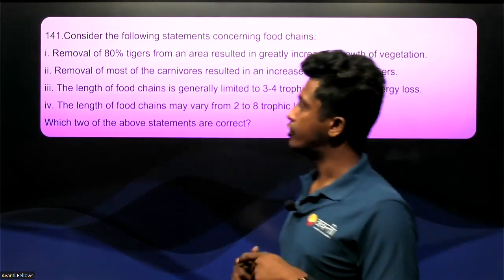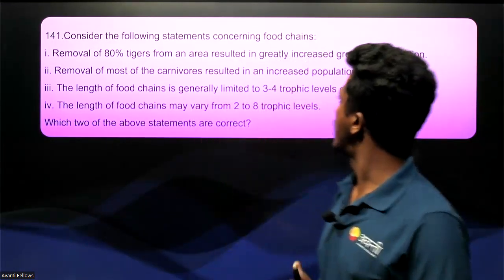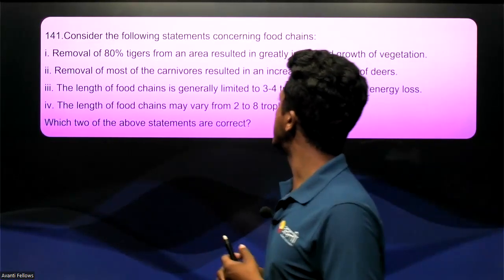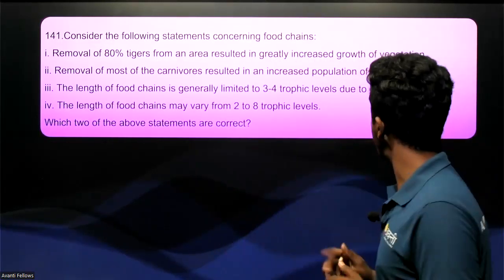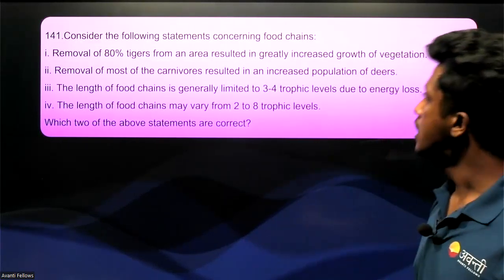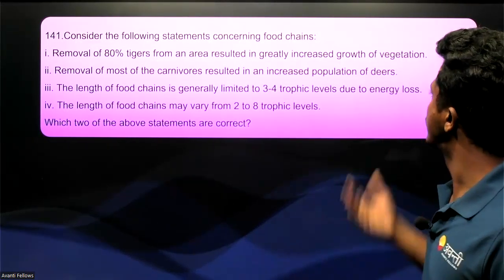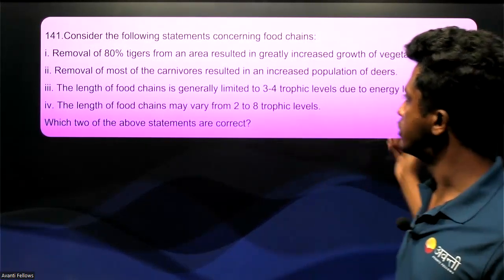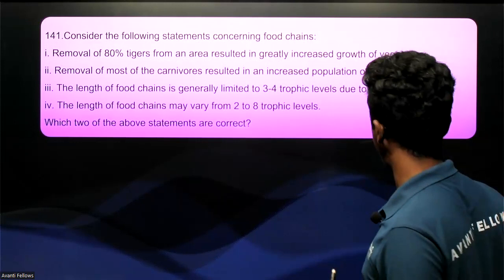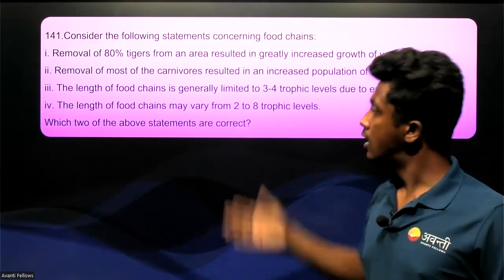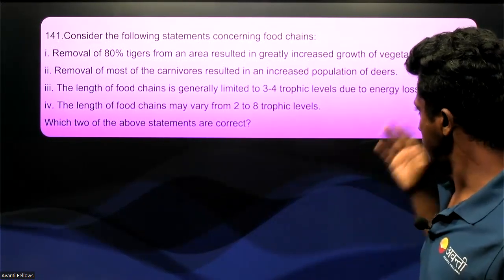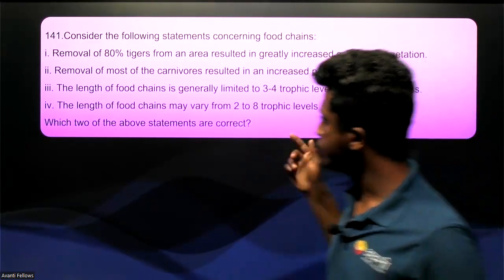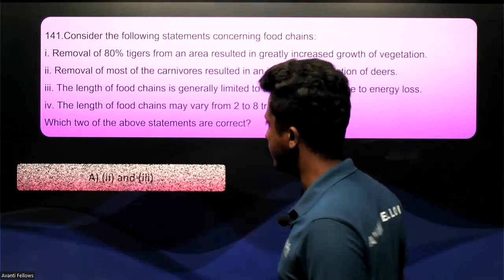Our next question is 141. Consider the following statements concerning food chains. 1: Removal of 80% of the tigers from an area results in greatly increased growth of vegetation. 2: Removal of most of the carnivores results in an increased population of deers. 3: The length of food chains is generally limited to 3 to 4 trophic levels due to energy loss. 4: The length of food chains may vary from 2 to 8 trophic levels. Which of the above statements are correct?